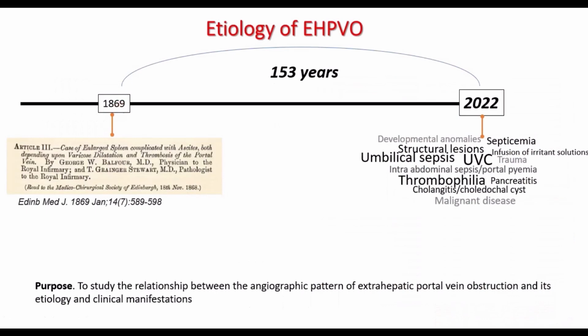In 1869, Balfour and Stewart first described the cavernous transformation of the portal vein. More than 150 years have passed since then, and today we have a number of etiological factors that cause this disease. However, even today, in the majority of patients, the etiology of the disease remains unknown. The patterns of portal mesenteric obstruction may provide a clue to its etiology and clinical manifestation, and we aim to study the relationship between the angiographic pattern and its etiology and clinical manifestation.